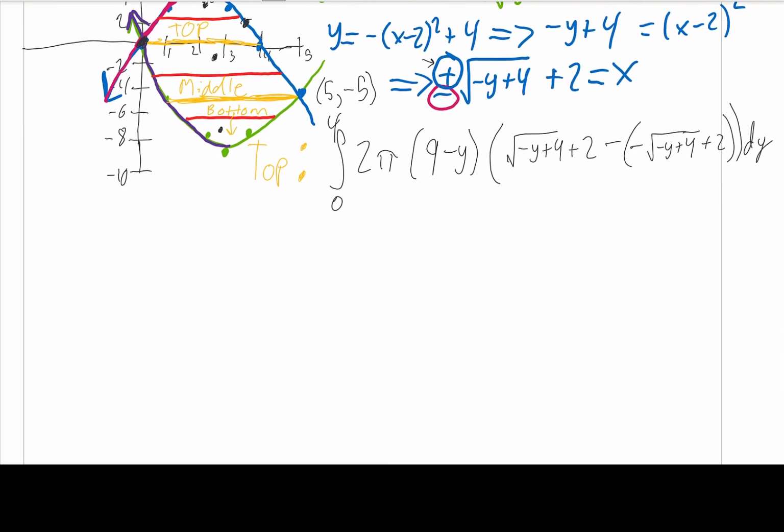And then for the middle, we should have, let me scoot this down just ever so slightly so I don't run into that integral above. Okay.